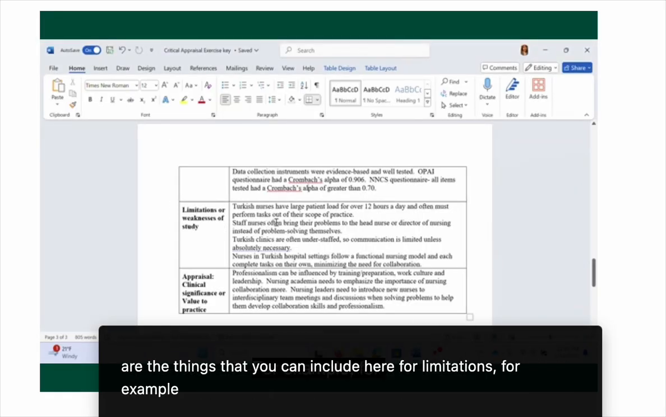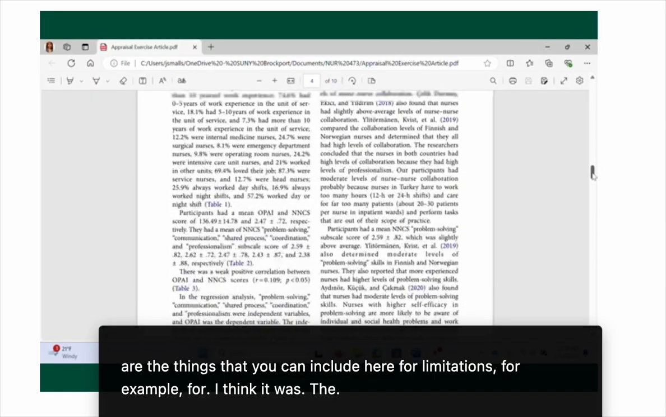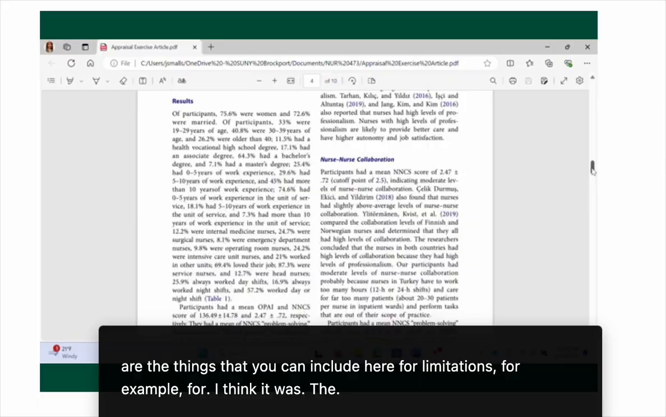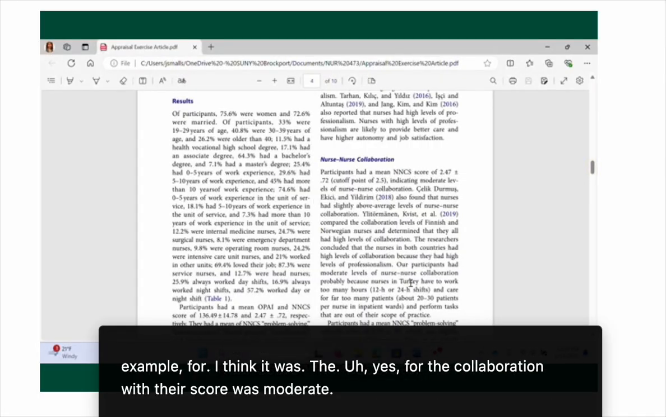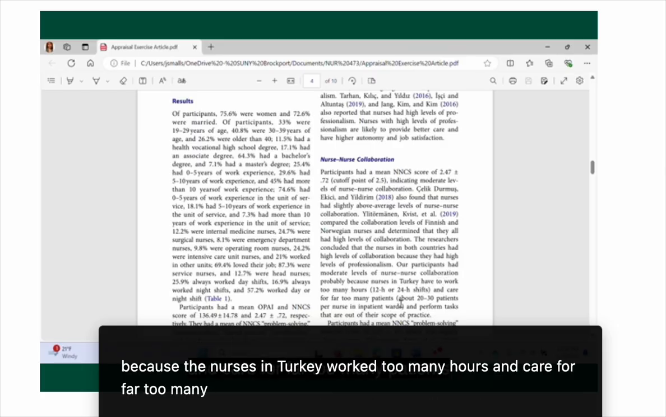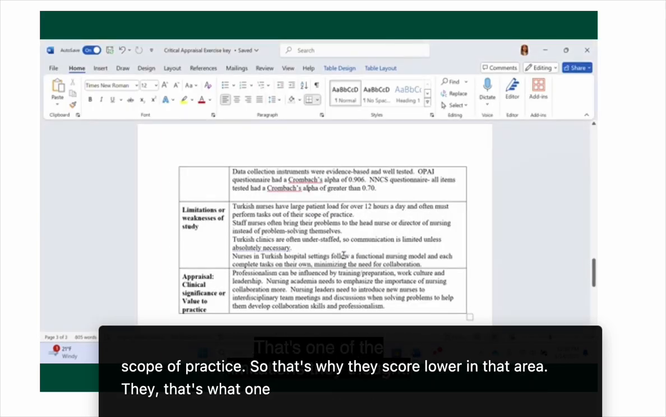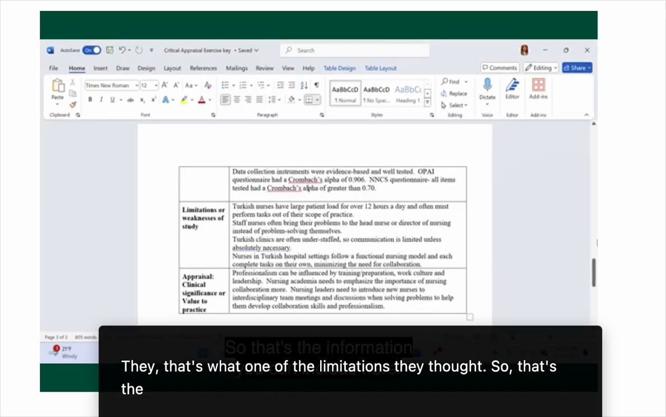For example, for the collaboration, where their score was moderate. They said that they felt it could be because the nurses in Turkey worked too many hours and cared for far too many patients and performed tasks that are out of their scope of practice. So that's why they scored lower in that area. That's what one of the limitations they thought. So that's the information you can include here.